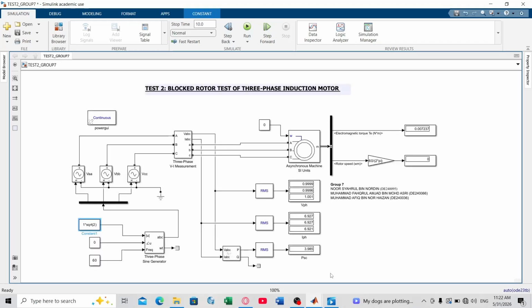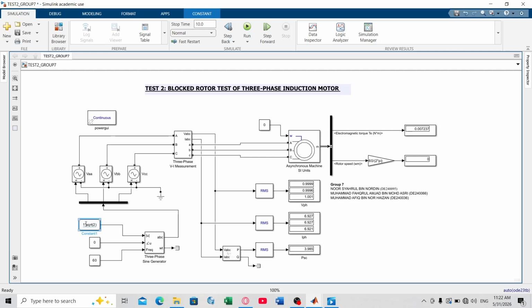Next is test 2, which is the blocked rotor test of the three-phase induction motor. For this test, we will test for the VPH, IPH, and PSC, so that we can find the power factor, the equivalent circuit for the rotor, and also the stator. For the input, we have here a three-phase sine generator, which we will set from 1 volt up to 5 volt. For each voltage value, we will record the VPH, IPH, and PSC.